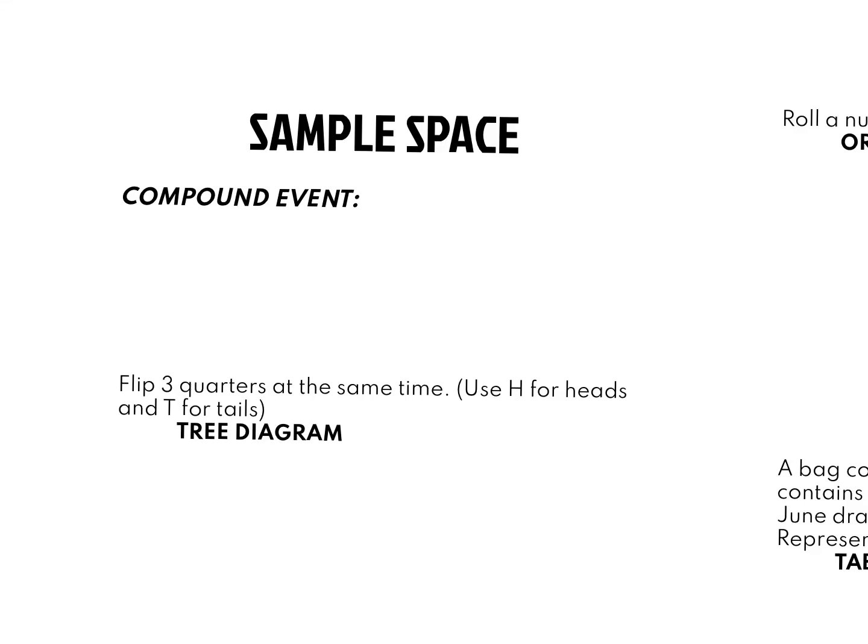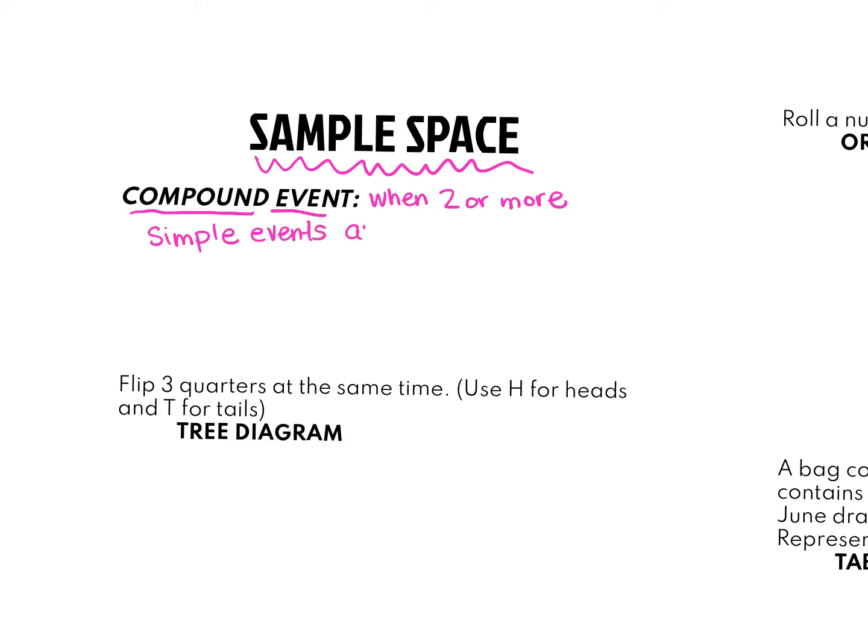This lesson is on how to model all of the outcomes that you can get in probability events. We're going to draw up what we call a sample space for compound events. A compound event is when you have two or more simple events like flipping a coin, spinning a wheel, rolling a dice, and then you combine them. So a compound event is when two or more simple events are combined.